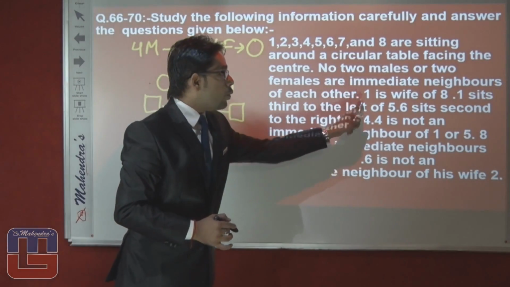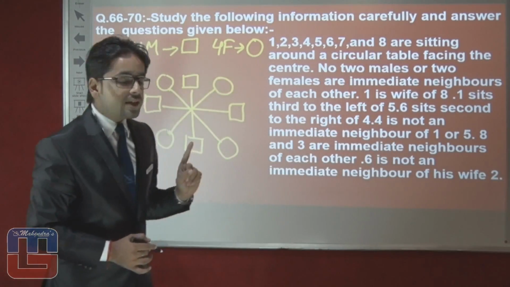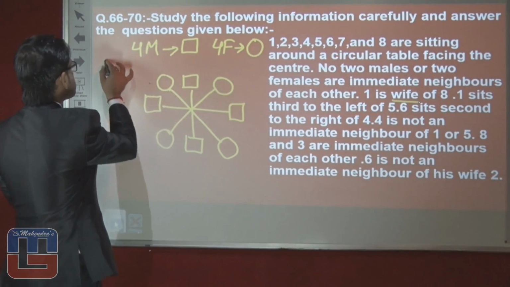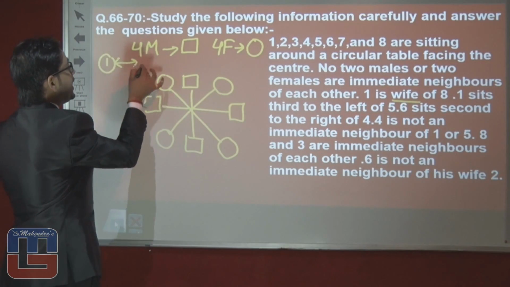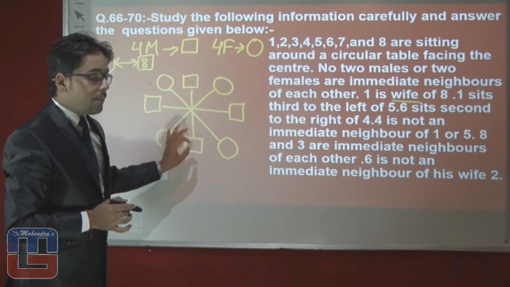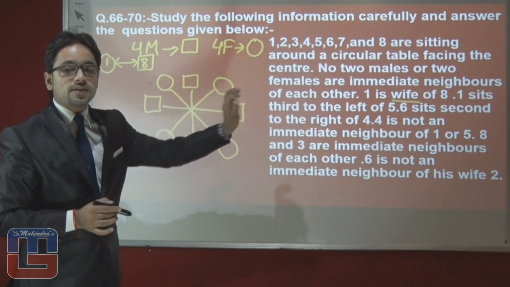The first statement says 1 is wife of 8. It means 1 is a wife, so 1 is a female. 1 is wife of 8, which means 8 is a male member. Still we cannot put them in this diagram because we don't know where 1 and where 8 are.